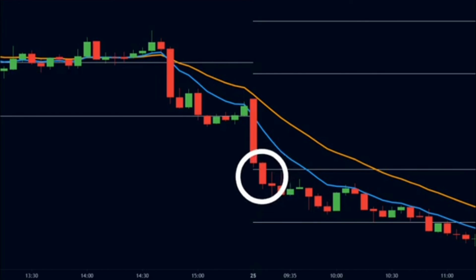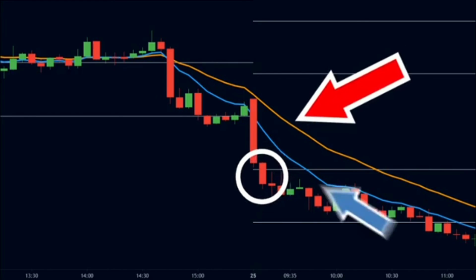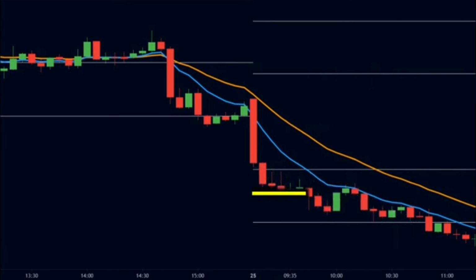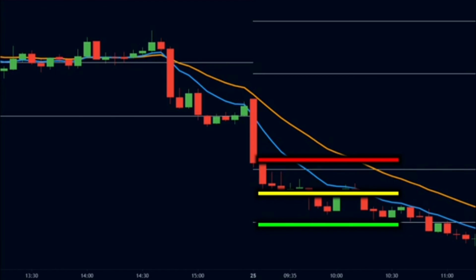Here we see that the moving averages are sloped downwards, and the price breaks a pivot point. Hence we sell below the low of this candle, and keep our stop loss above the high of this candle. We keep our targets at the nearest pivot level. And as you can see, we made profits.